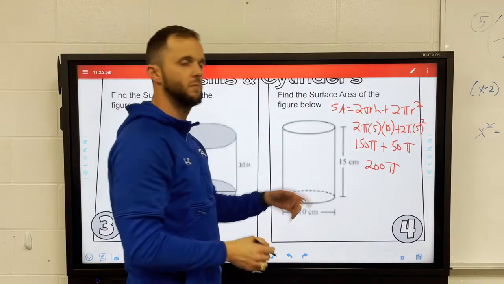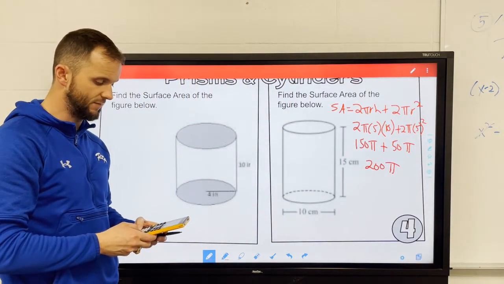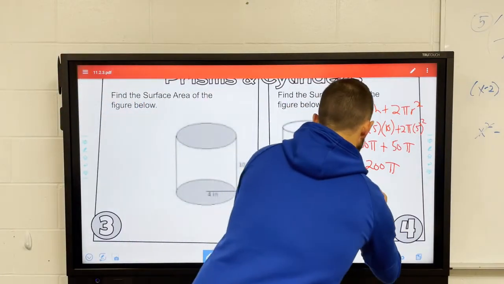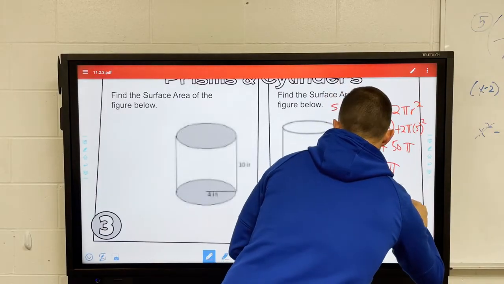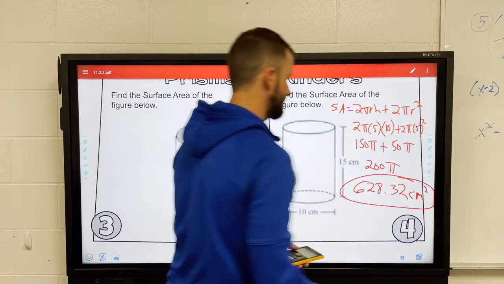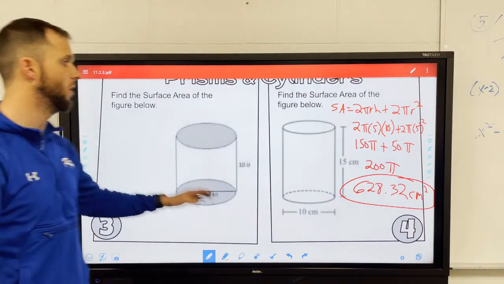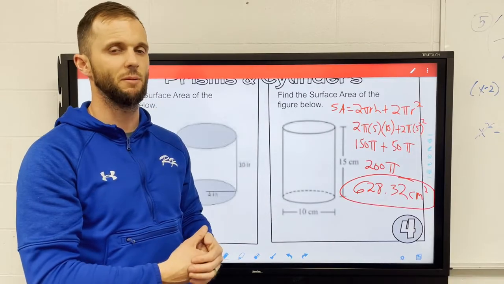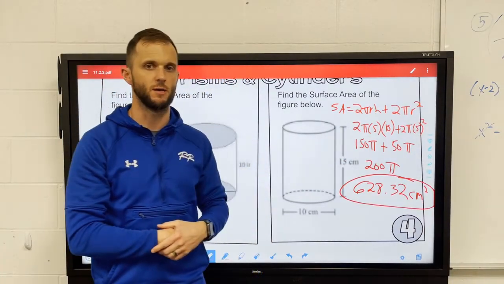So right now this would be my final answer in terms of pi if I'm not actually multiplying that. So if I do 200 times pi, that's going to end up giving me 628.32, and that's going to be centimeters squared. Now remember, ladies and gentlemen, surface area is going to be all the way around. So everything on the outside, think of it as if you're wrapping it with wrapping paper. How much wrapping paper or surface area would fit around that shape, okay?